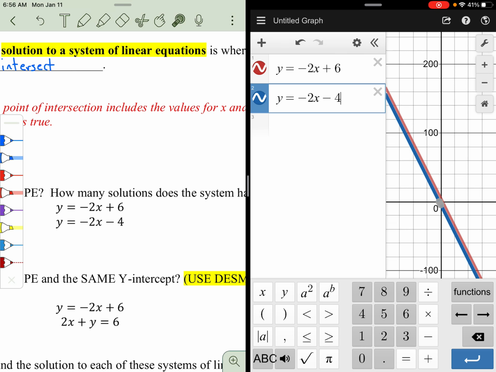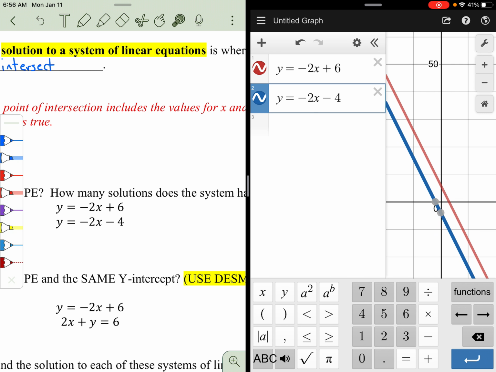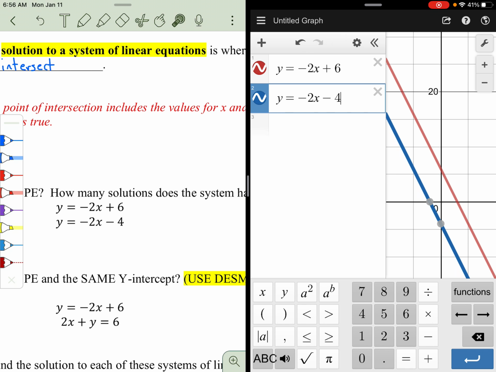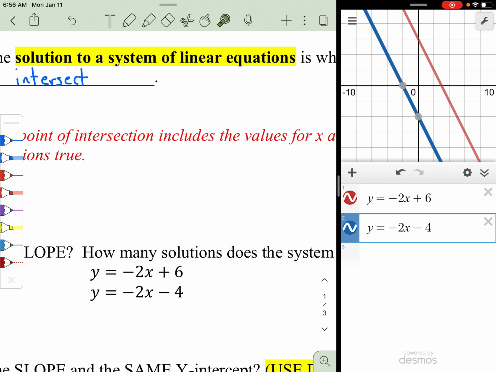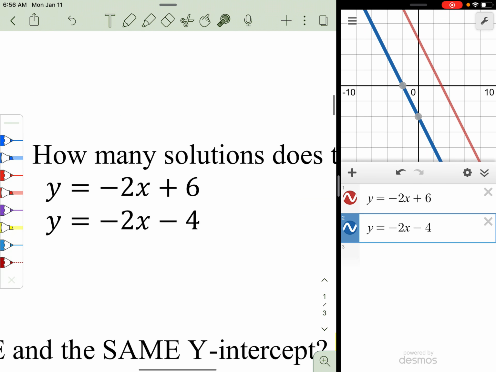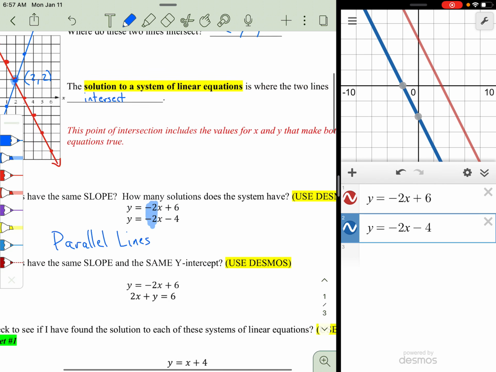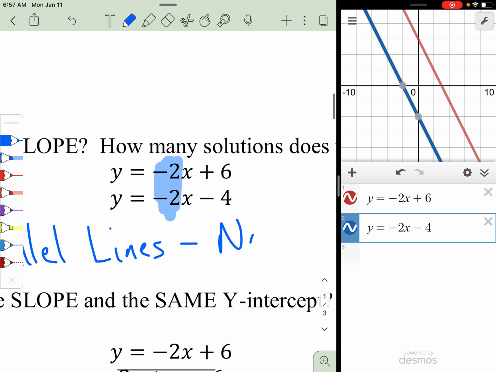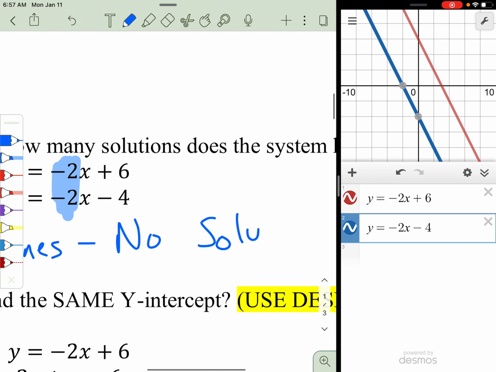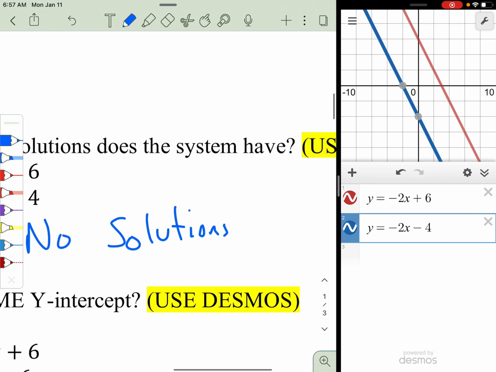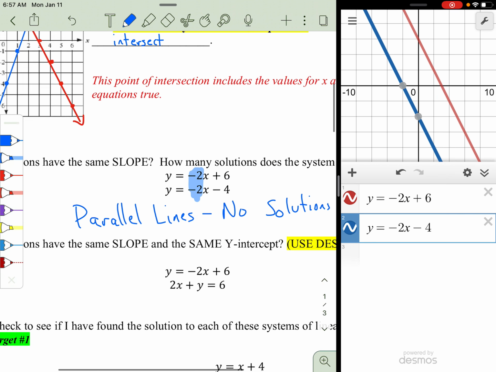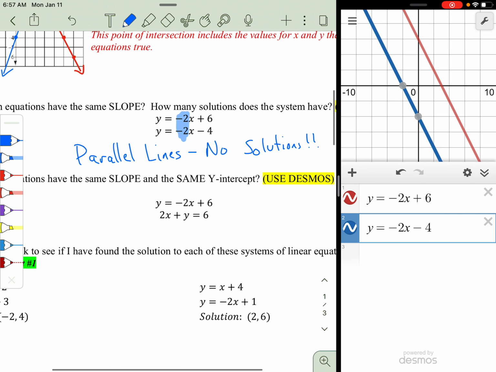So you can see, even if I continue to zoom out, they look like they're getting closer, but that's just because the numbers are getting bigger and bigger. But you can see these are actually 2 parallel lines. So what happens in a system of equations if they have the same slope? They are parallel lines, and they never intersect. So what does that mean? No solutions. So, same slope, no solutions.